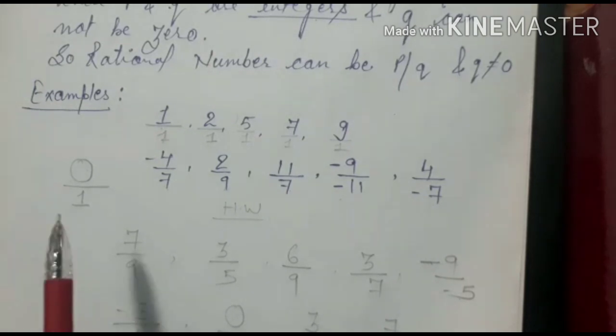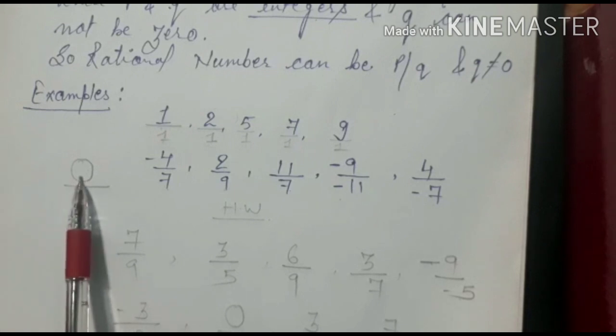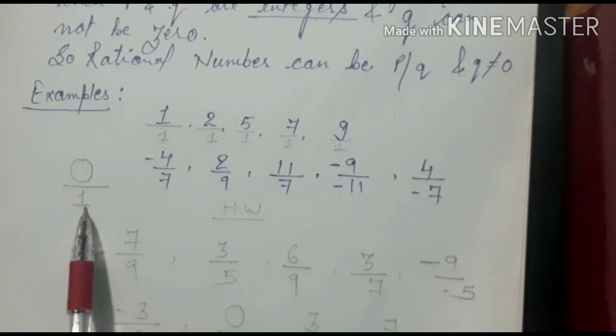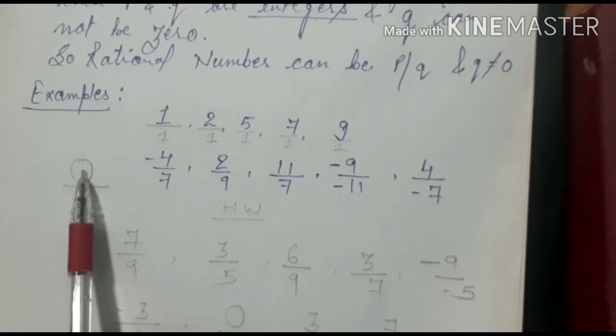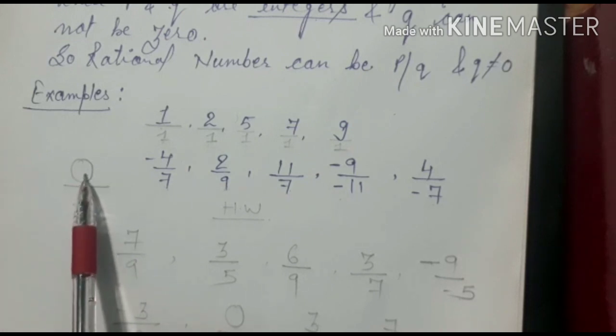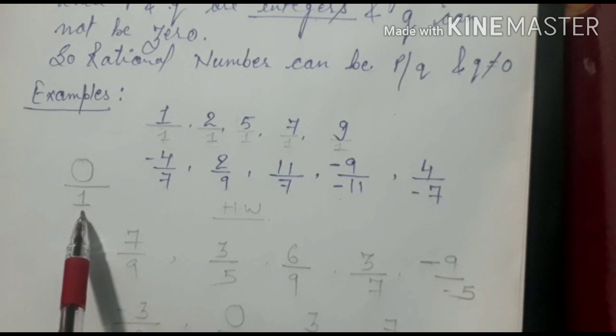Now let's take one more example: 0. Is 0 a rational number or not? 0 is also a rational number, because we can put 1 on the denominator, so it will be in the form 0 upon 1. On the numerator it is 0, and 0 is an integer. When we study integers, all the positive integers and negative integers including 0 are integers. So 0 upon 1 is also a rational number.